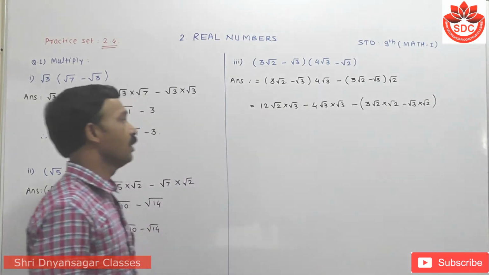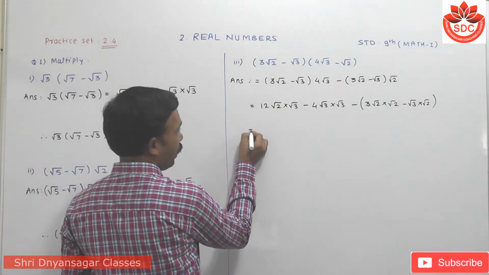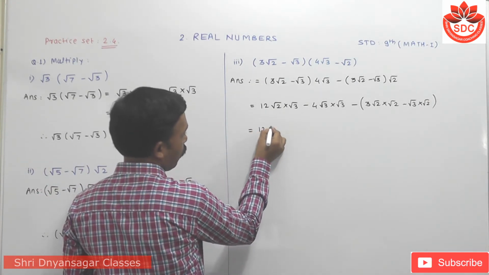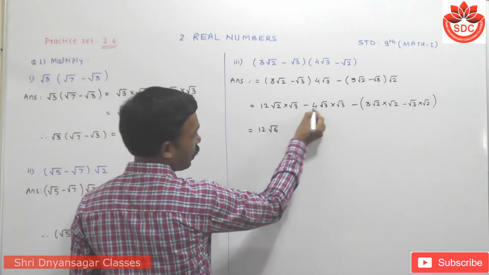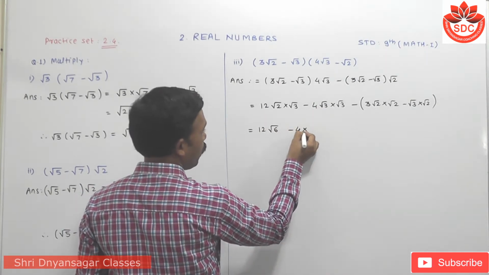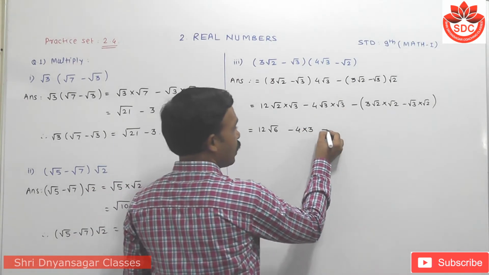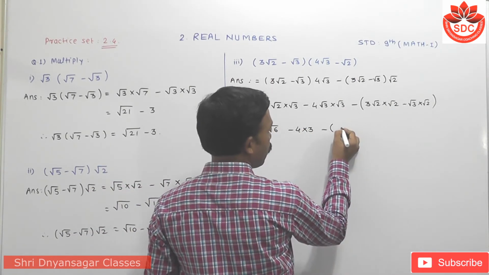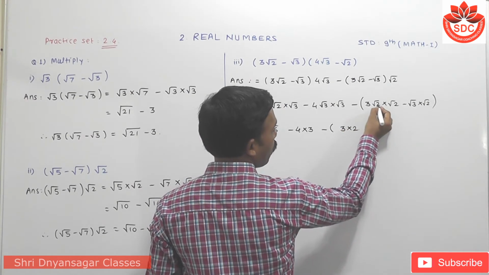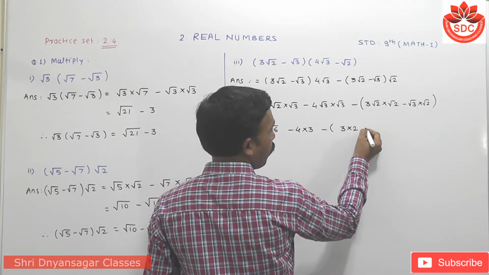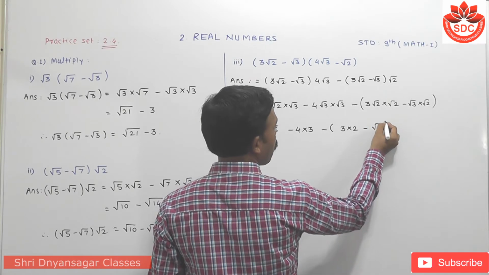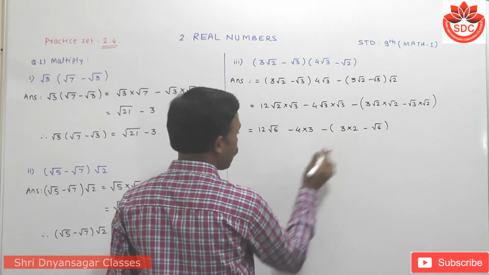Can you understand this? Then take proper product here. Here is 12 root of 6, minus 4 into 3 because root 3 into root 3 is 3. Minus again I have to take bracket, here is 3 into 2 because root 2 into root 2 is 2, minus here is root of 6. Student, this minus sign changes sign here also.